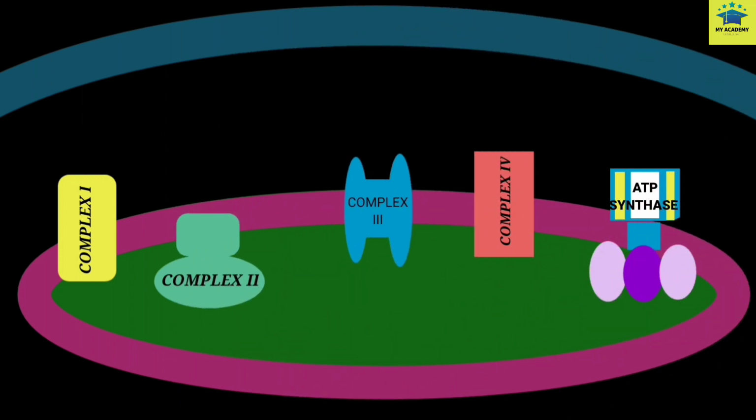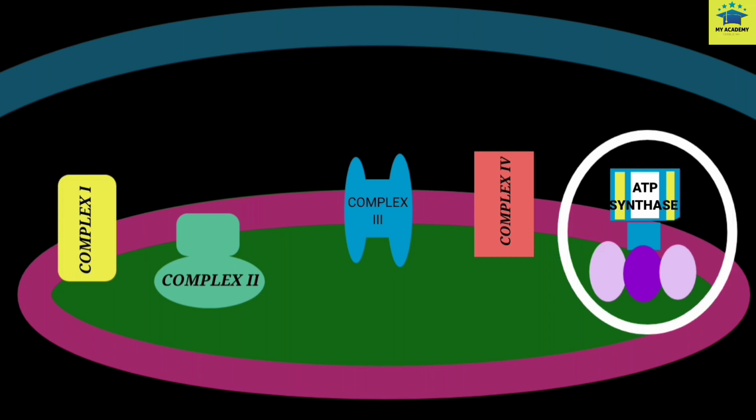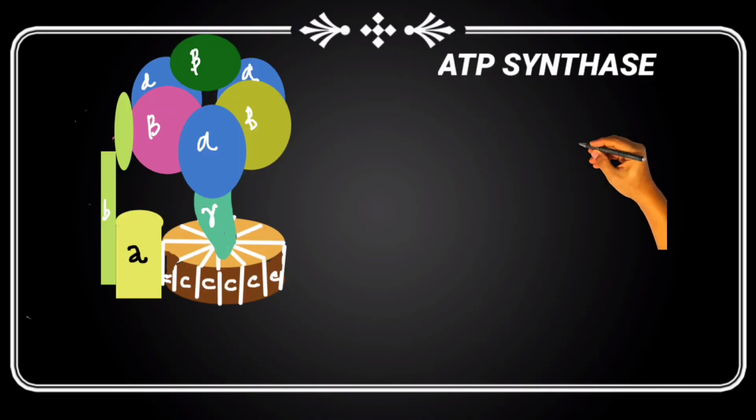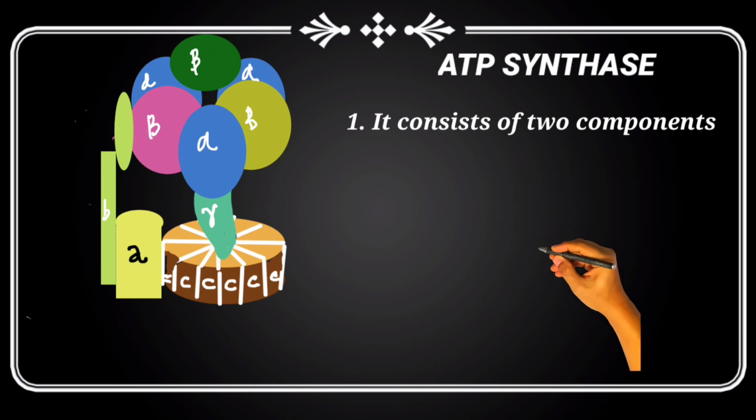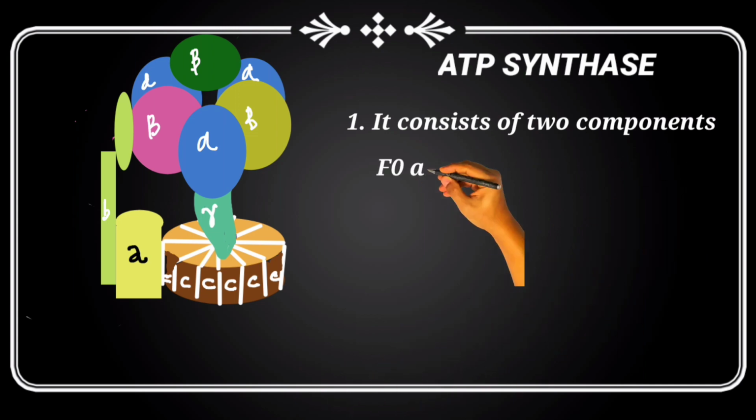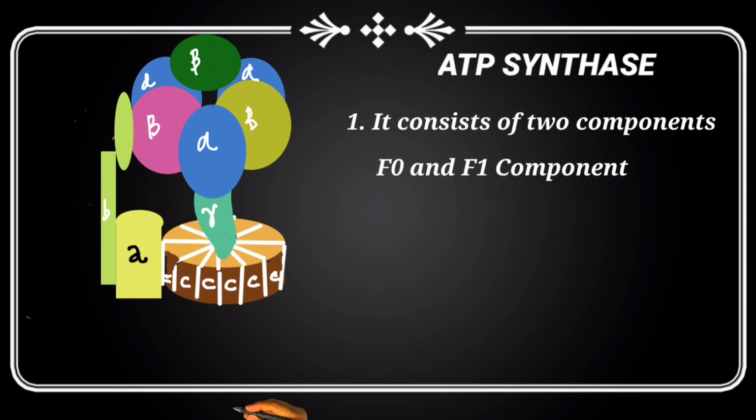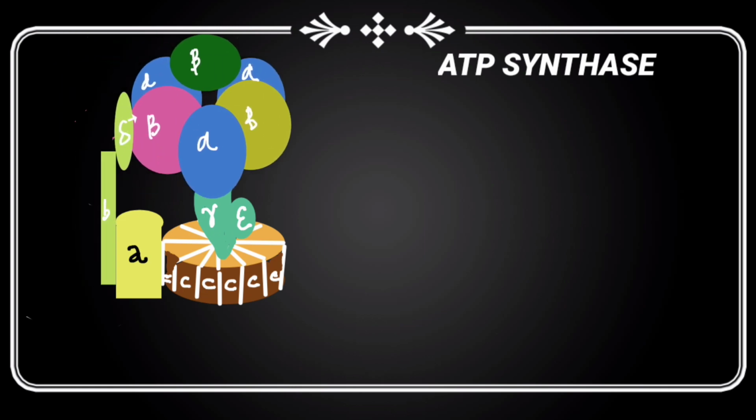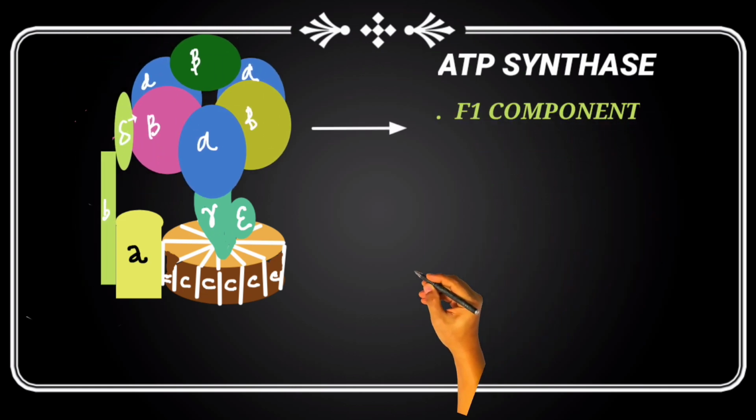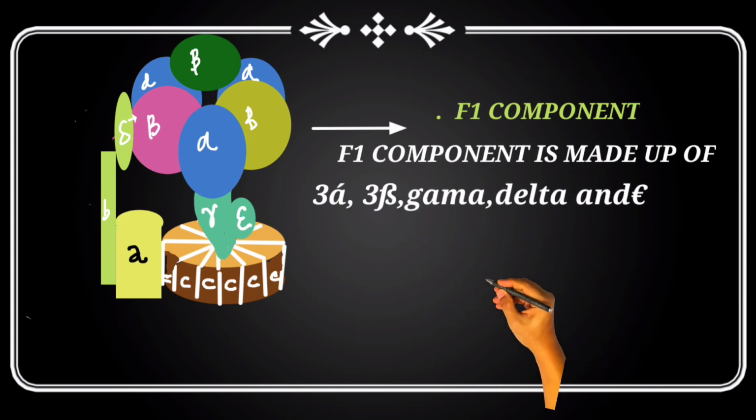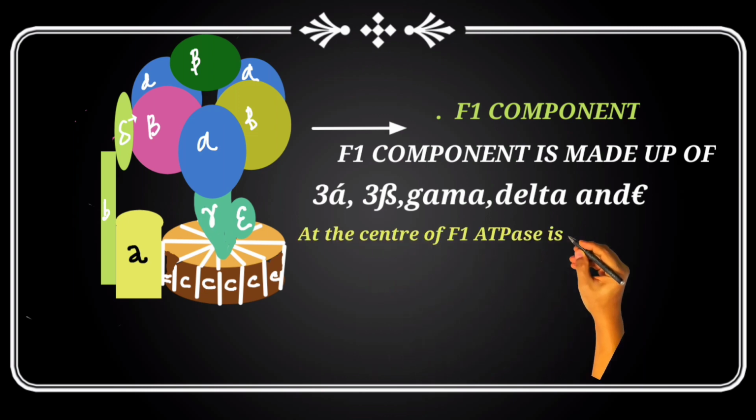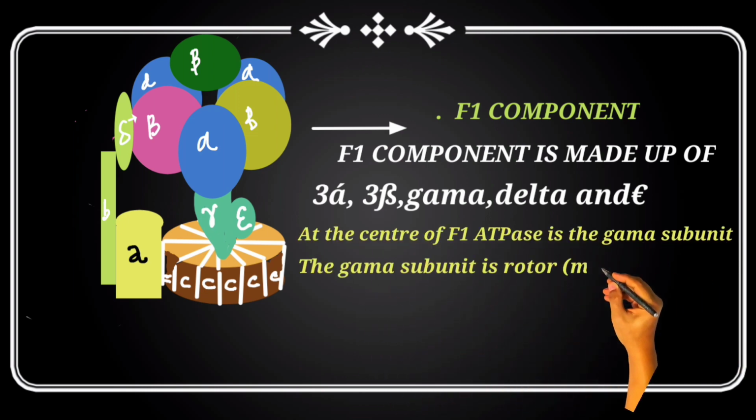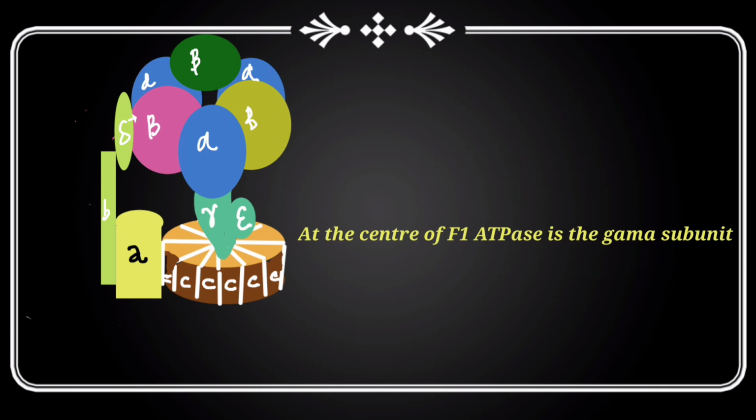Here we'll be more focused towards the ATP synthase or complex five. ATP synthase consists of two components, the F0 and F1 components. The F1 component of ATP synthase is made up of 3 alpha, 3 beta, gamma, delta and epsilon subunits. At the center of the F1 ATPase is the gamma subunit. The gamma subunit is a rotor or moving unit.